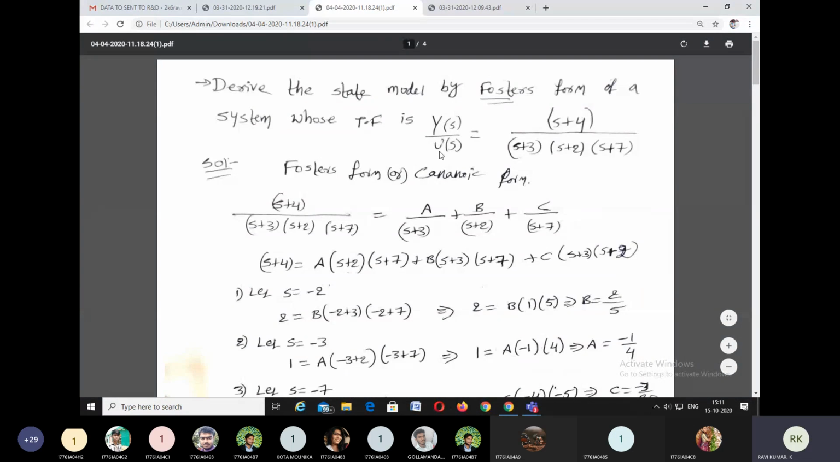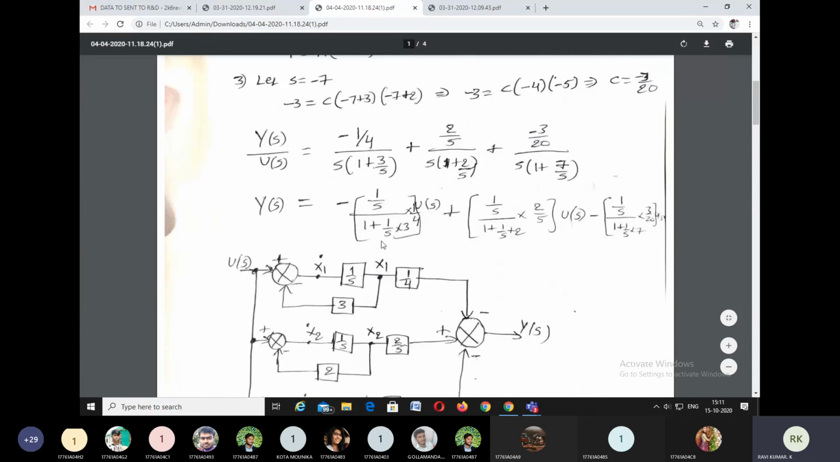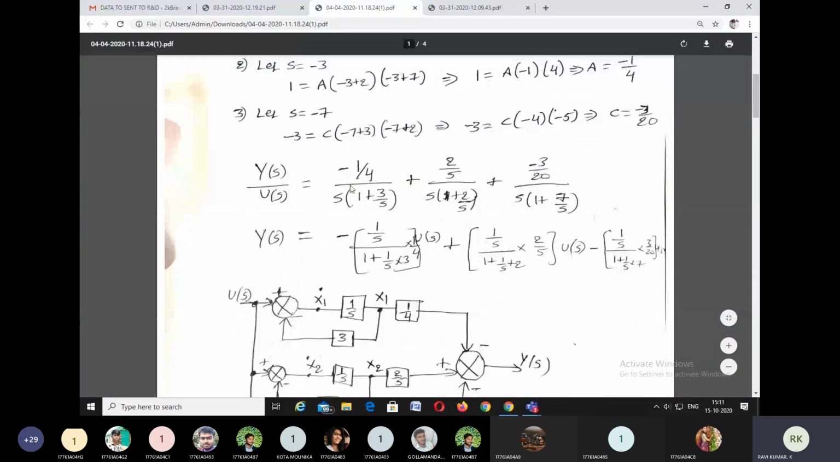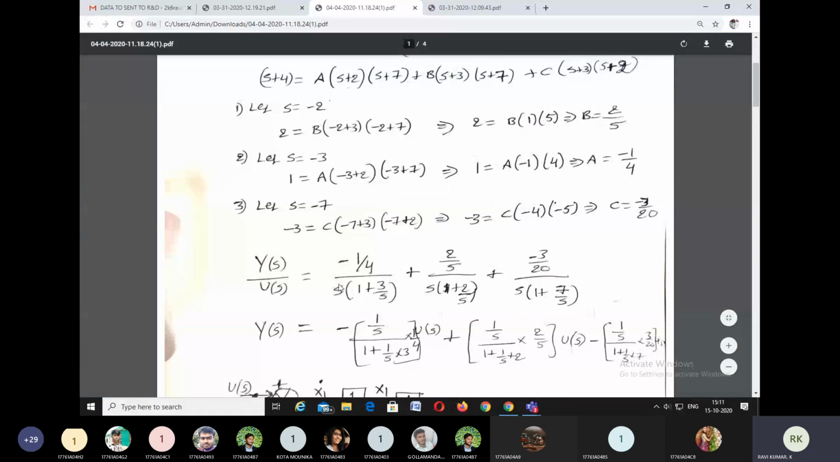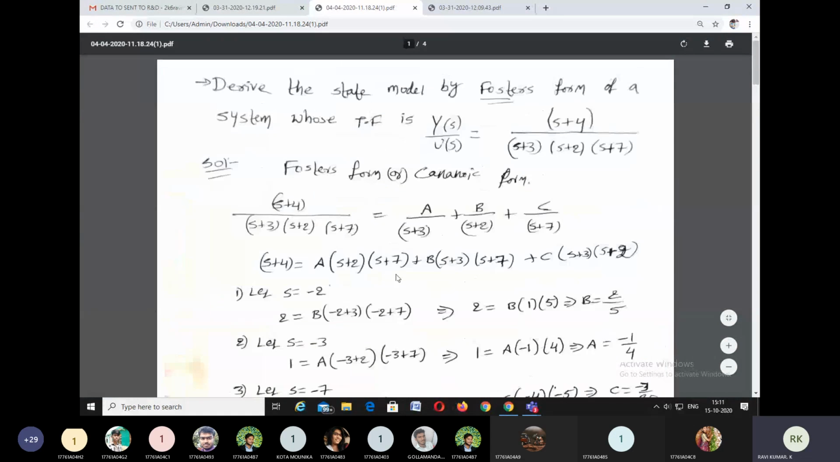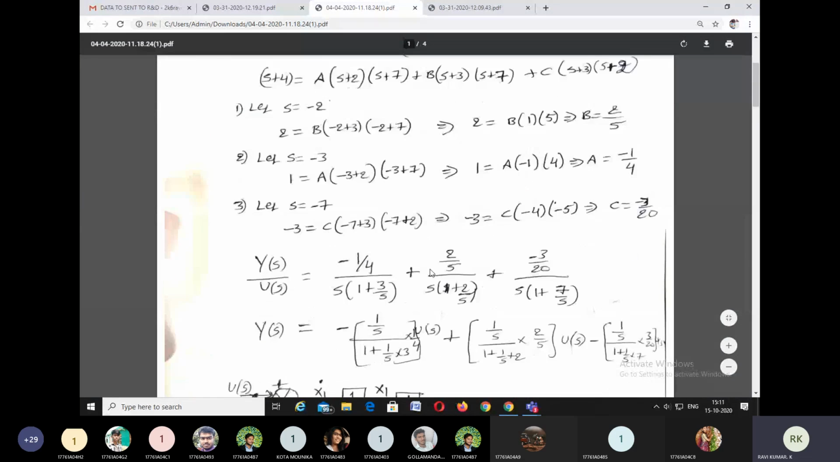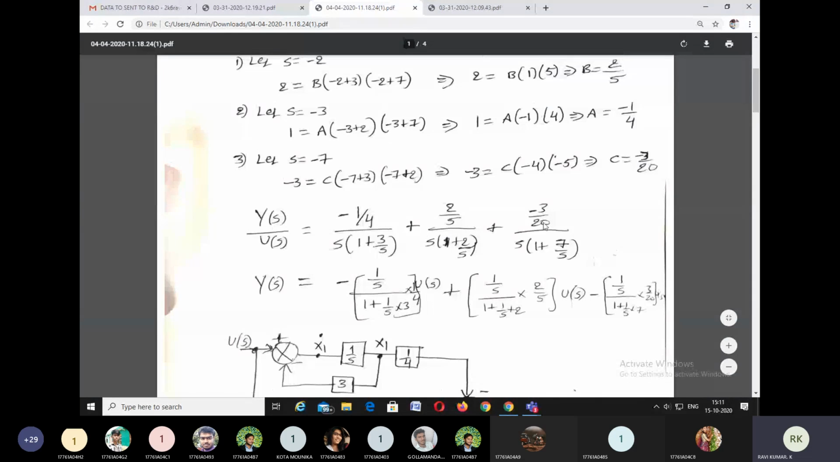But Y(s) is equal to U(s) into this one. What is U(s)? Y(s) is equal to this total thing into U(s), right? Observe carefully here. I have taken the common here. S plus 3 is there, so I am taking it common. So 1 plus 3 by s here, 1 plus 2 by s here. All of you are able to understand this one, right?